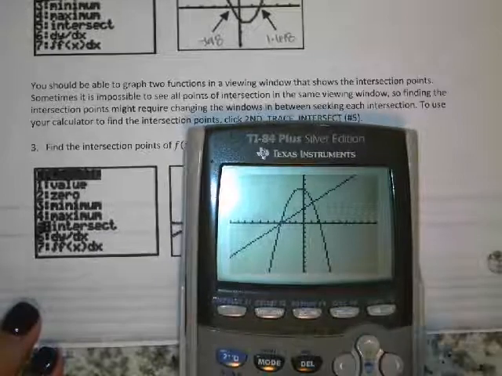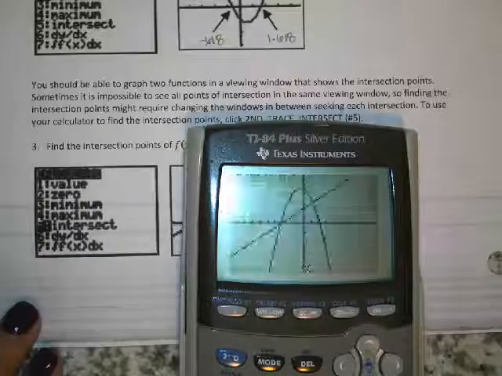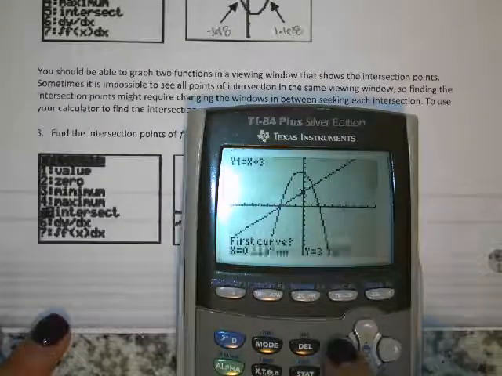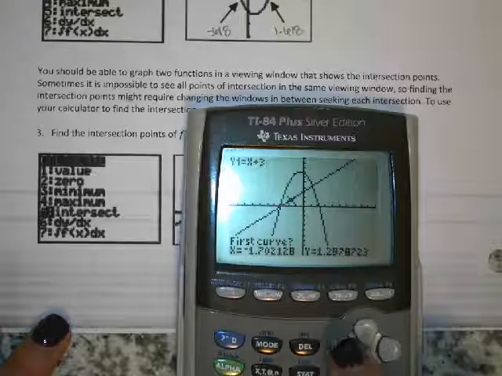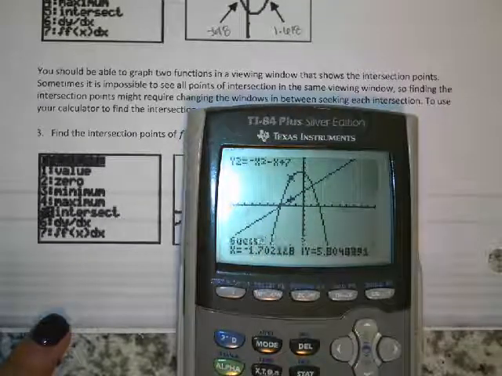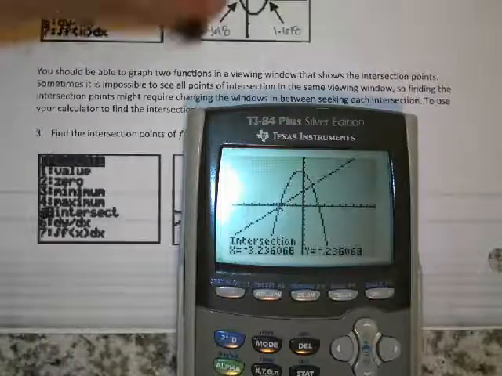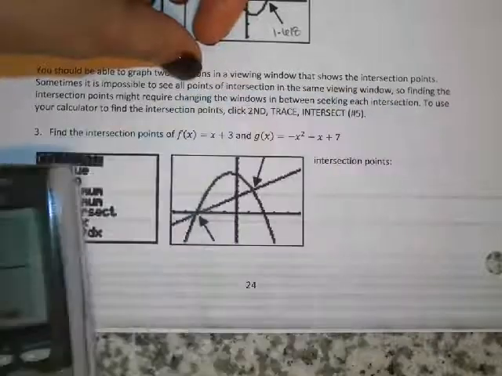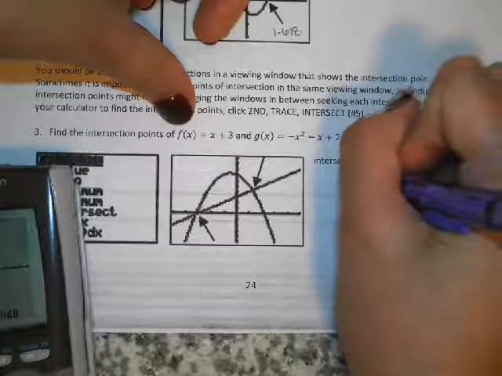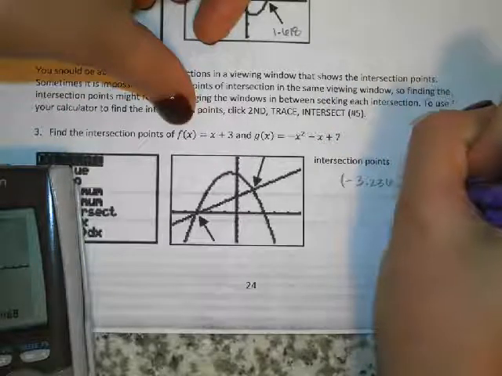So I'm going to do second, trace, number 5. You do not have to put the cursor exactly on the intersection. It just has to be closer to one of them. Right now it's closer to the left intersection than the right one, so it's going to find that one. Once I move it closer, I just press enter 3 times and it will find it. So the intersection point has an x coordinate of negative 3.236 and a y coordinate of negative 0.236.